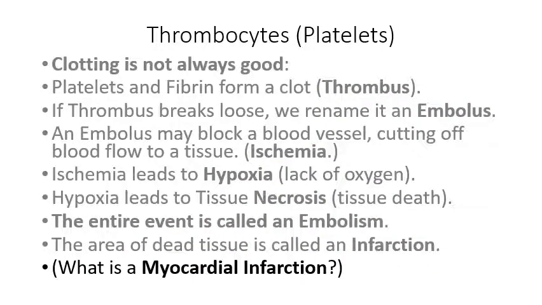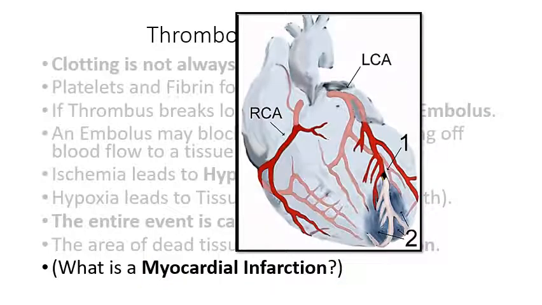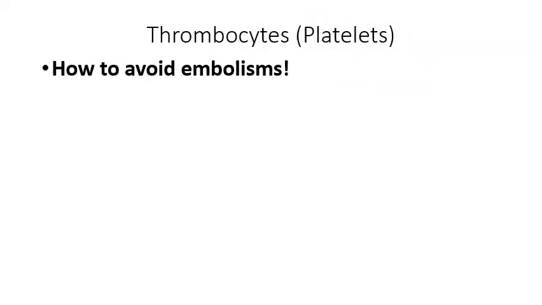Therefore, what do you think a myocardial infarction is? Myocardial infarction, of course, is a dead part of the heart tissue because the heart was blocked. One of the coronary arteries was blocked by an embolus. You had an embolism that killed off a piece of the myocardium. Okay, so here we have a myocardial infarction. This piece of the heart here where the tissue is dead because one of the coronary arteries was blocked by an embolus, leading to ischemia, hypoxia, and then necrosis.